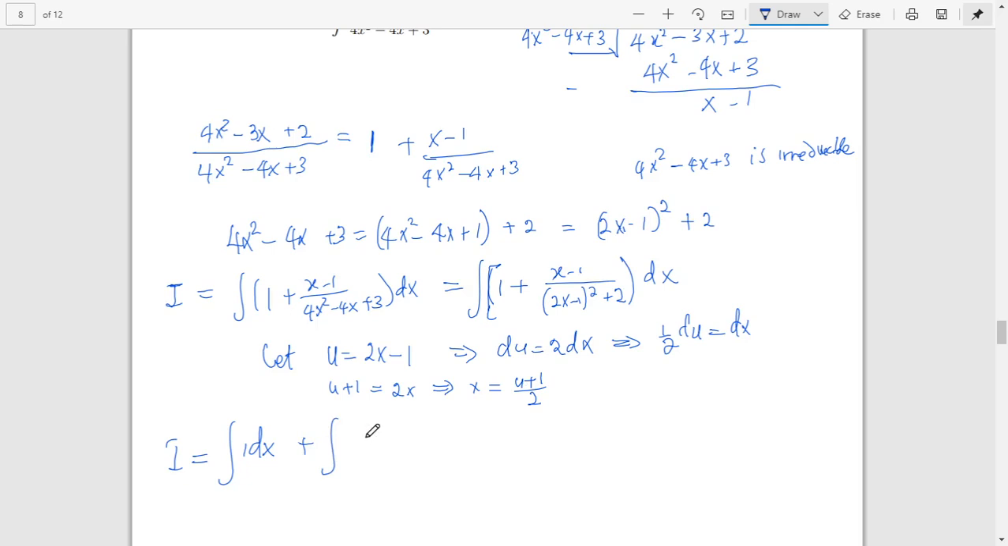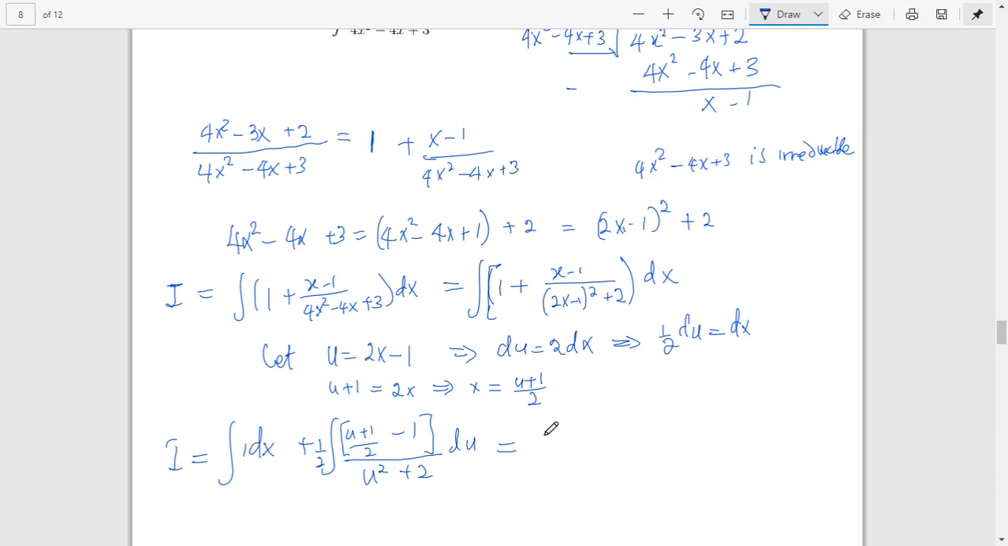So changing to u, my x is (u plus 1) over 2, and then I have minus 1, so my x minus 1 becomes this whole thing. Below, I'm going to have u squared plus 2. And then my dx is 1/2 du, so I can write that 1/2 outside and then have du here. Let me put this inside the bracket to make sure everyone knows what it is.